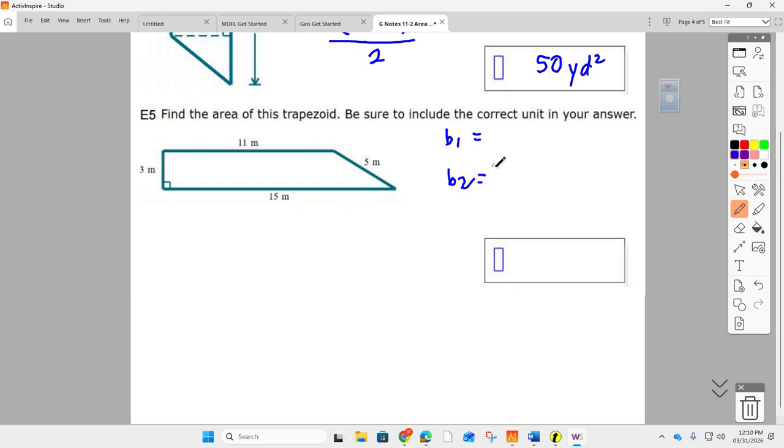11 and 15. All right. And the height. Morgan, can you tell me the height? Yes, exactly. So this is a perpendicular segment in between these two bases. It happens to be one of the legs, but it's also the height.